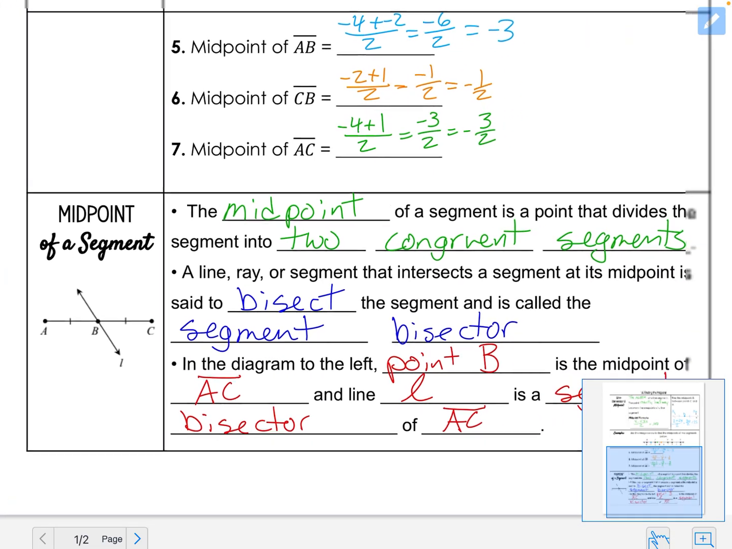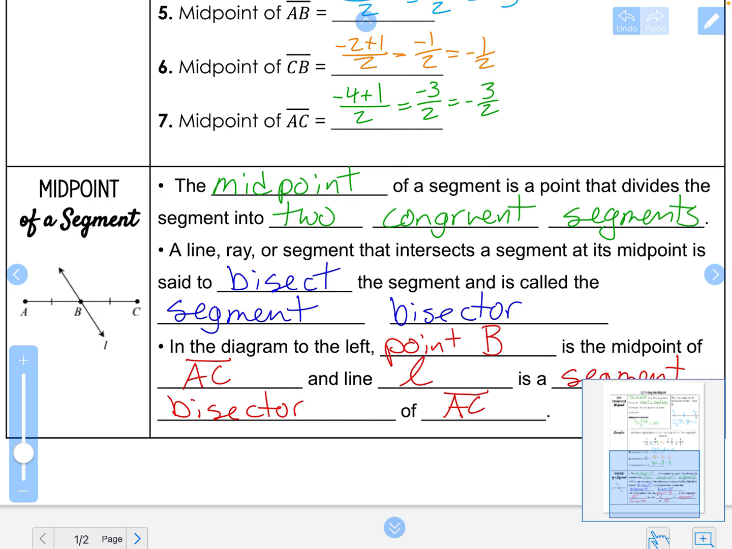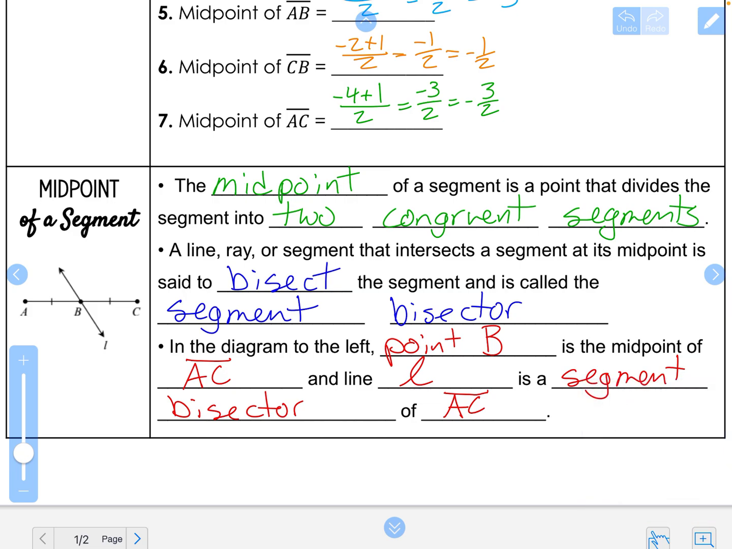The other concept that we need to know about midpoints are midpoints of segments. So the midpoint of a segment is a point that divides the segment into 2 congruent segments. And again, we mark that segments are congruent by using those 2 little hash marks between AB and BC. Those are the markings that tell us that AB is congruent to BC. So that line segment AB is congruent to line segment BC.